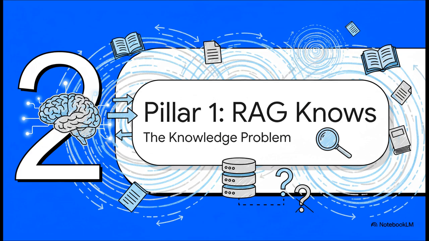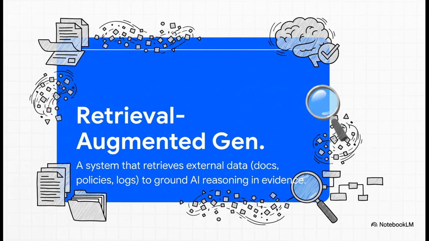Okay, so we've got a problem. That first one, the knowledge gap. How do we fix it? Well, that brings us to our very first pillar, which is all about helping the agent know things. Let's talk about RAG. RAG stands for Retrieval-Augmented Generation. It's a system that can go out and grab external, private data. We're talking internal documents, company policies, system logs, you name it, and feed it to the AI right when it needs it. This grounds the AI's reasoning in cold, hard facts, so it doesn't just make stuff up.